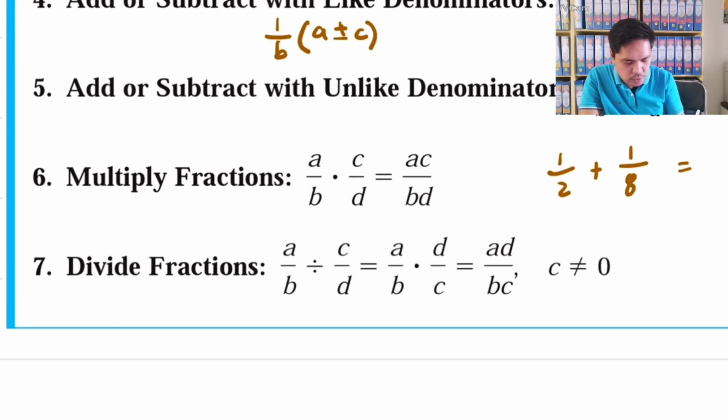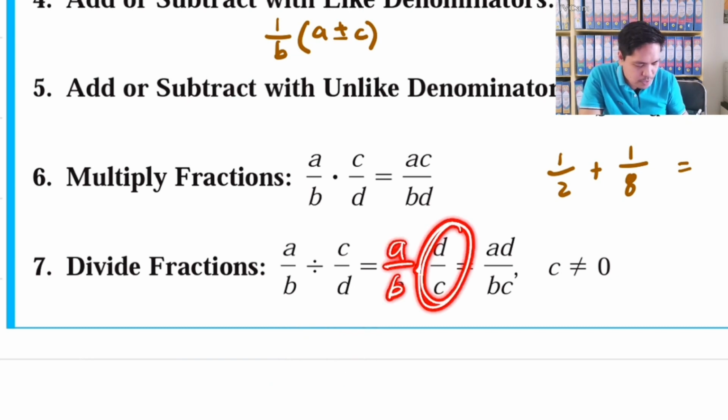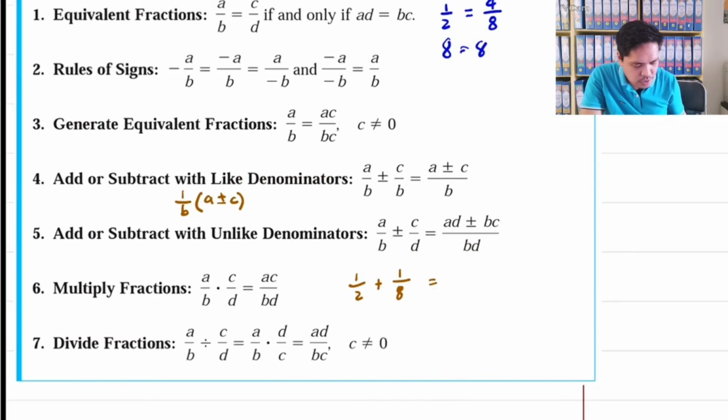Number 7, divide fractions. Eto, if we divide A over B divided by C over D. By the way, if you look at the symbol for divide, no, it's actually ratio. Meaning, ito siyang bar, merong value sa taas, may value sa baba. So, A over B divided by C over D is the same as A over B multiplied by the reciprocal.